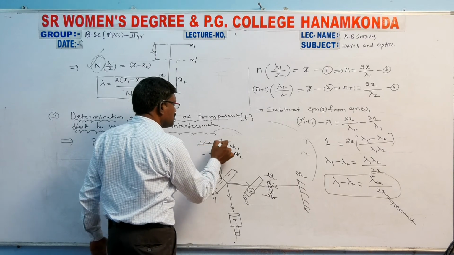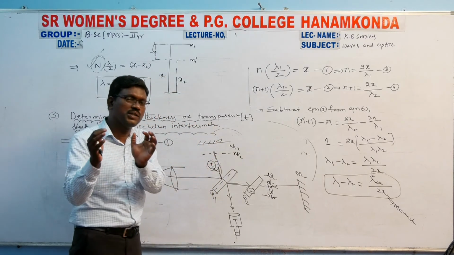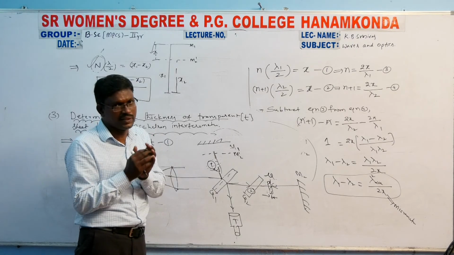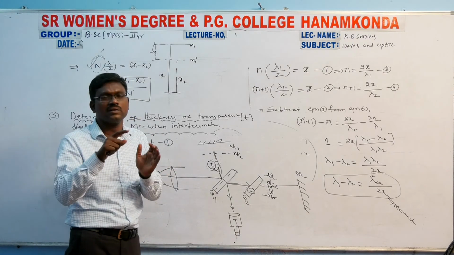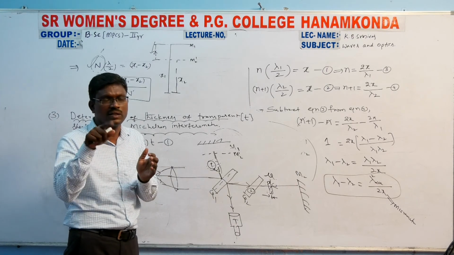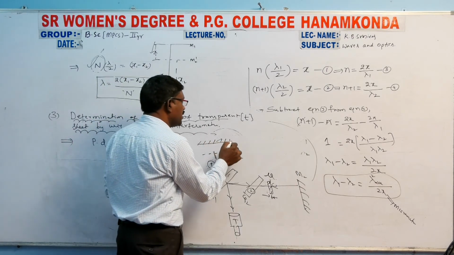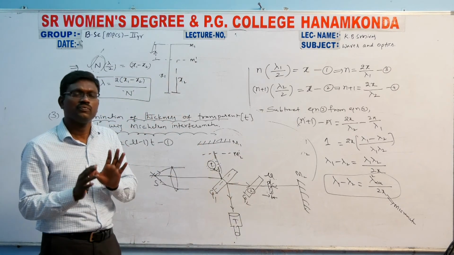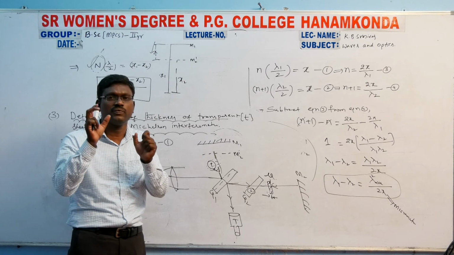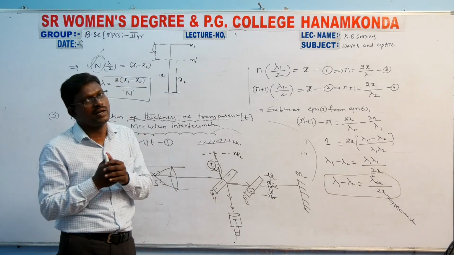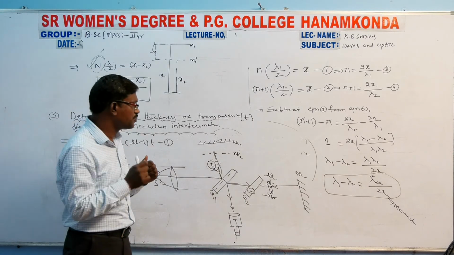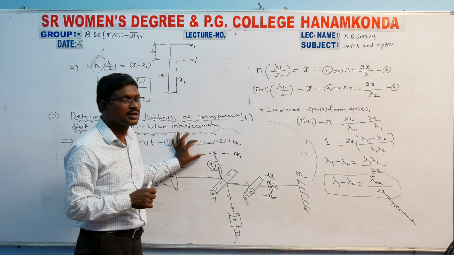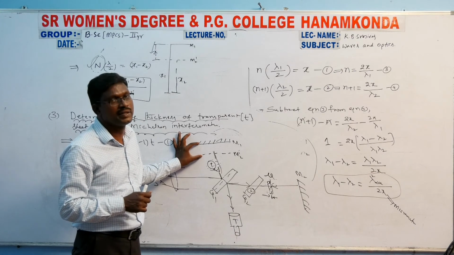As the M1 mirror is moving like this, what happens? The fringe pattern again comes back towards the center of the crosswire. After reaching the center of the field of view, the center of the crosswire, just stop the movement of the M1 mirror. That means finally we again got the fringe pattern at the center of the crosswire. After getting that position, just calculate the gap between M1 and M2 dash.